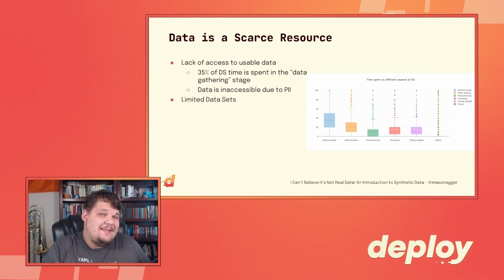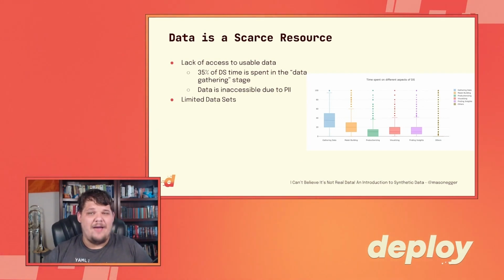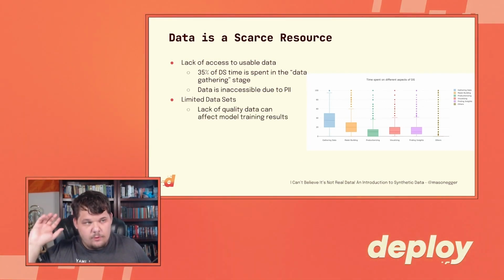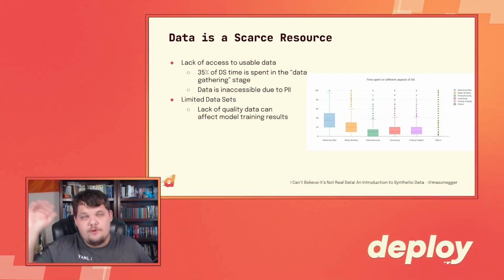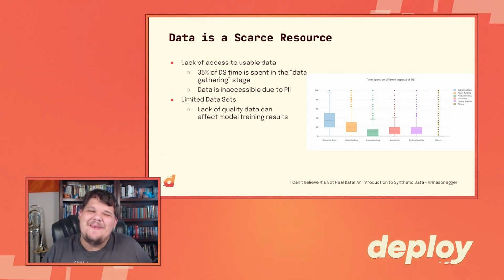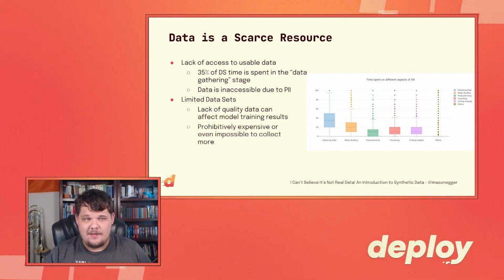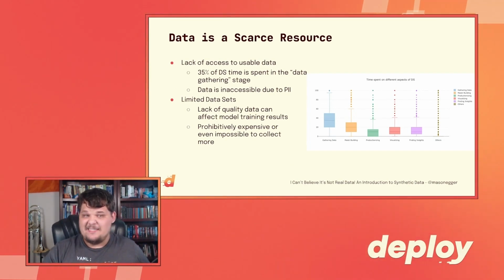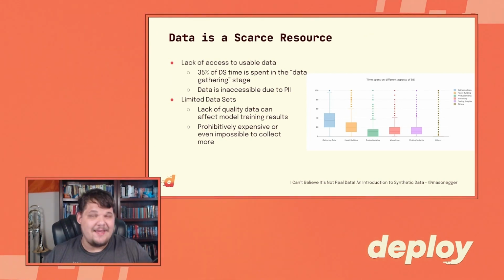There's also problems with limited data sets. So maybe you have data, but you just don't have enough of it. The previous problem was being unable to access it due to security reasons, and the other one is you have some, but it's not enough. So you lack quality data, which can affect training models or testing anything. And it can be prohibitively expensive or even impossible to collect more, depending on the scenario that you're trying to gather data on.